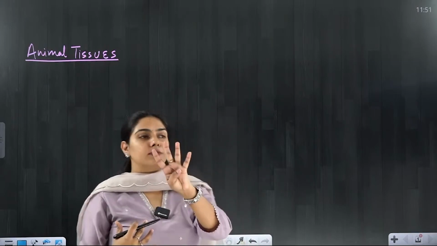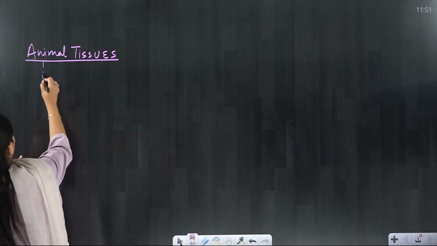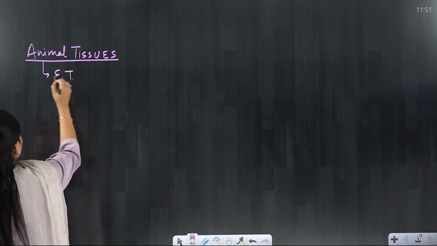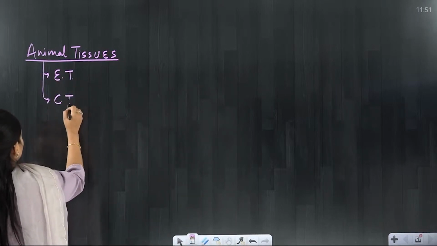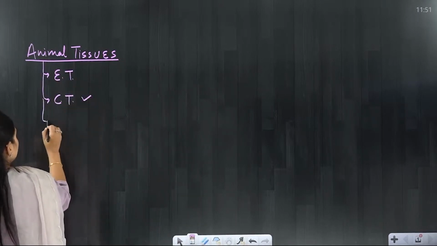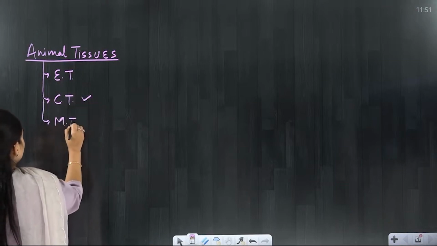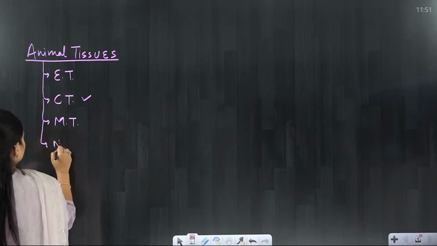Animal tissues are present everywhere in our body. It is very important to know which tissue is present in which part of our body. So we have 4 types of tissues. I told you about epithelial tissue. Then today I am going to brief you about the connective tissue, then there is muscular tissue, and then there is nervous tissue.